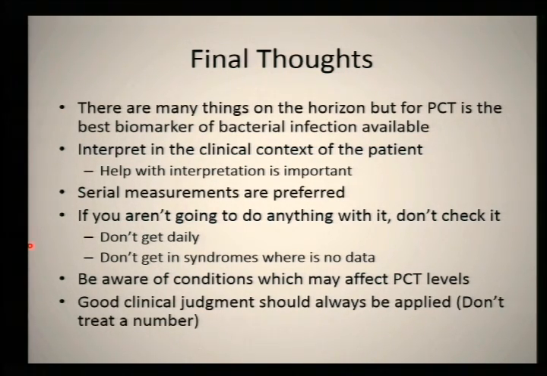Serial measurements are, I think, the most effective. If you aren't going to do anything with it, I'd say don't bother. You're just burning money. So don't check it if you're not going to do anything with it. Another thing I'd say is don't get it in syndromes where there's no data. I see lots of procalcitonins measured in people with skin and soft tissue infections. I don't know what that means. Yeah, there's no data. I don't know how to interpret it.